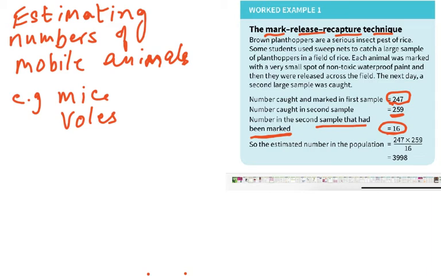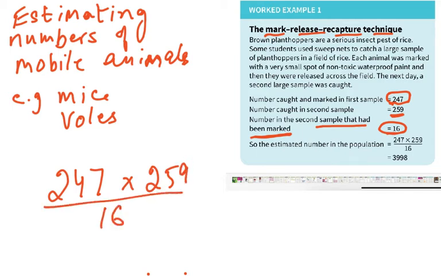So the formula is very simple. The estimated number in the population will be the first catch, which was 247, multiplied by the second catch, which was 259, and divided by the 16, the number in the second sample that had been marked. So basically 16 were from the first day because you had marked them, and then you caught them the next day. Out of the 259, 16 were the ones which were marked. So you divide by that and you get a very nice estimate of the population.